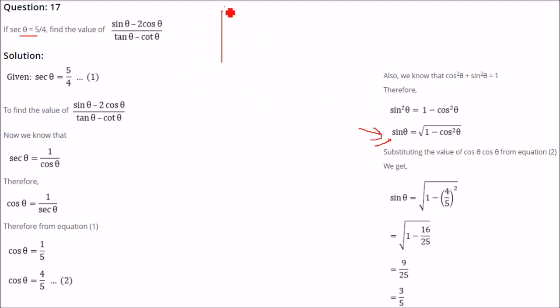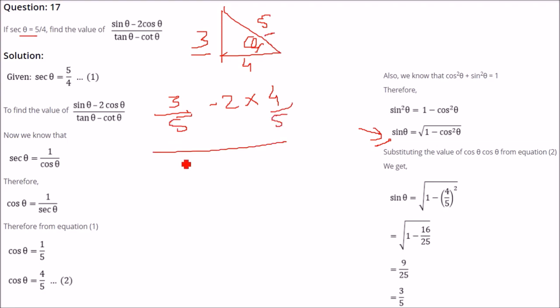Sec theta. So if this is theta, you know that sec theta is hypotenuse by base. So hypotenuse is 5, base is 4. So what will this be? This will be 3. We know that 3 square plus 4 square under root is 5 square. So what will be sin theta? Sin theta will be perpendicular by hypotenuse. Perpendicular is 3. Hypotenuse is 5. Cos theta is base upon hypotenuse. Base is 4, hypotenuse is 5. Again, tan theta is perpendicular by base. Perpendicular is 3, base is 4. Cot theta is base by perpendicular. Base is 4, perpendicular is 3.